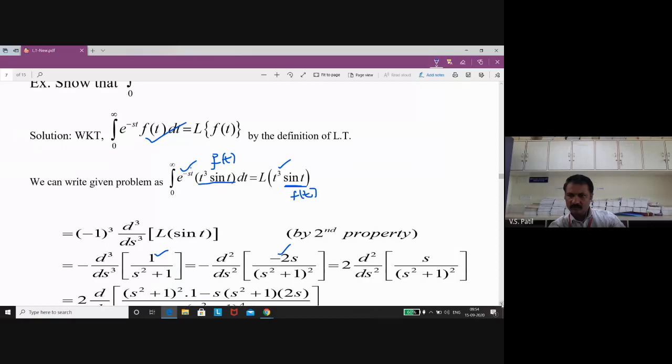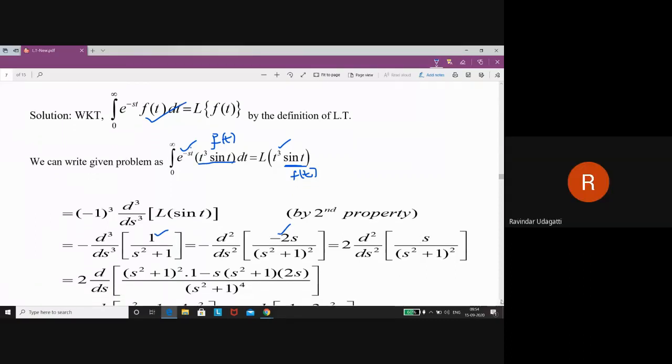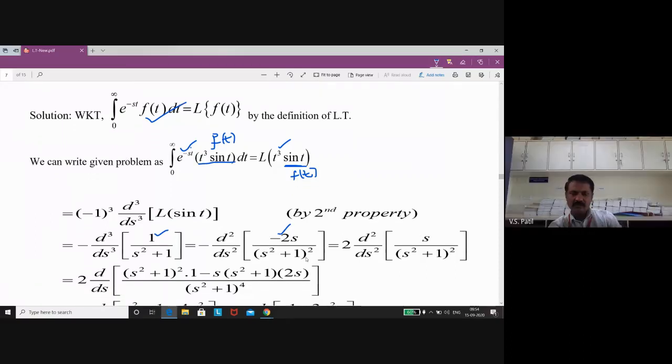Clear or not? Yes, sir. If it is not clear, please tell me. If somebody is getting confused, I will explain it, because this is a standard result. You take it to the numerator, it becomes raised to minus 1. Using basic properties, you can write it. Basic differential results.